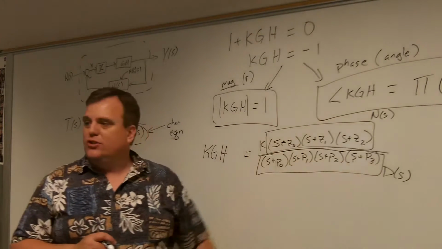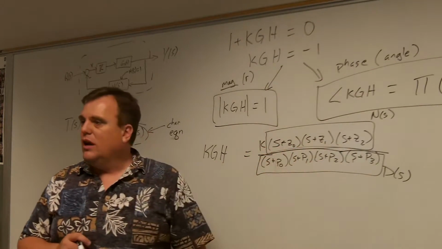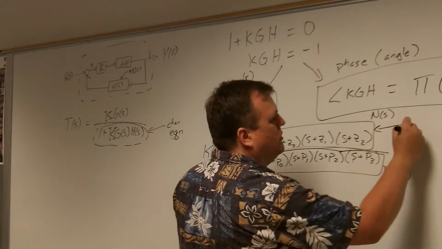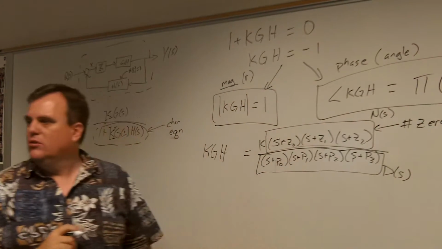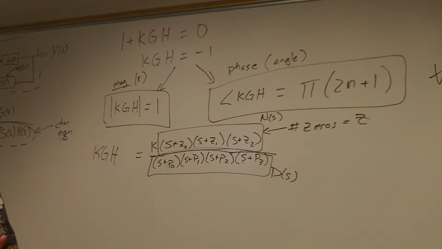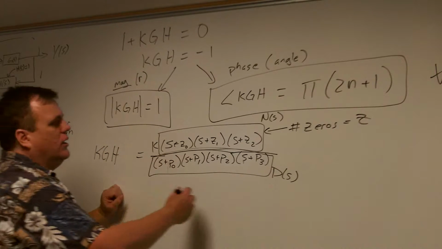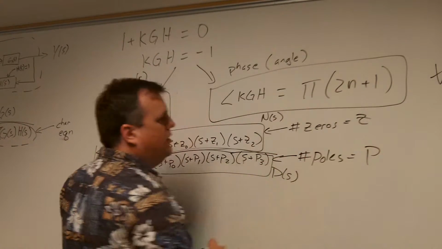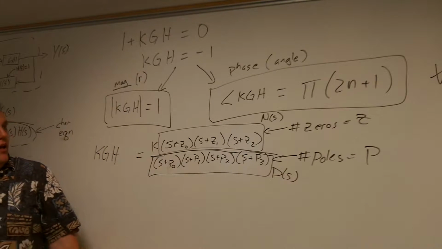Okay, so now we've got these numerators and denominators. If you look at this, I've got a certain number of zeros, in this case 3 of them. Let me just call the number of zeros Z. If it has no subscript, it's just telling you how many there were. So in this case, Z equals 3. Similarly, the number of poles, P. Fair enough?